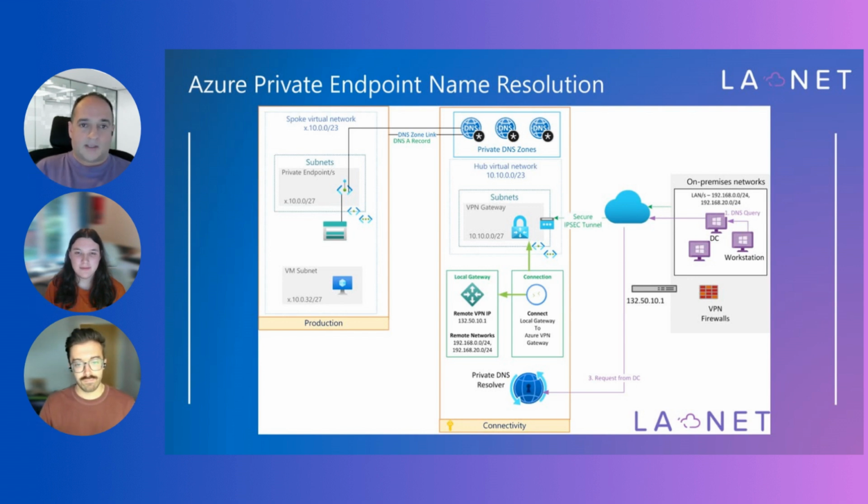What we're going to do is look at how private endpoints work, looking at it from the DNS zones. How do you resolve those private endpoints for those PaaS resources, and also how do you resolve those from on-premises networks?